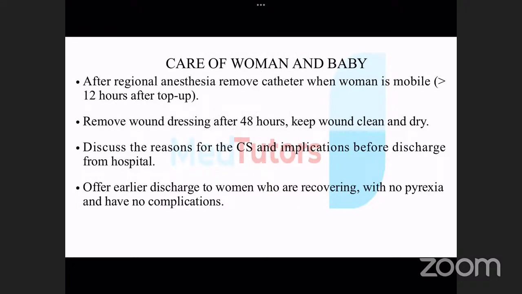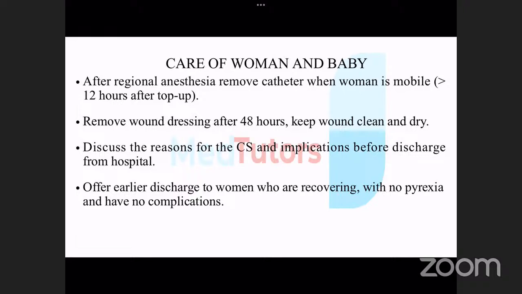After regional anesthesia, remove catheter when the woman is mobile. So at least 12 hours post-op after spinal, remove the catheter. Remove wound dressing after 48 hours and keep the wound clean and dry. Yes. For elective CS, especially primary CS, remove the wound dressing after 48 hours, and that's all.